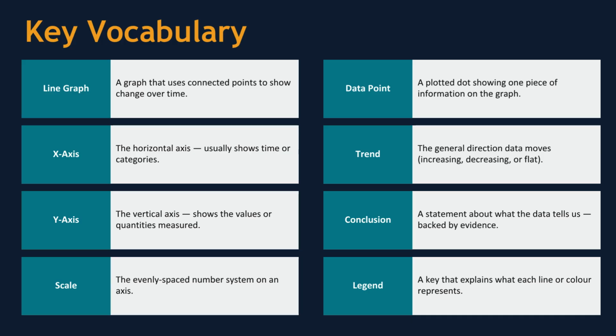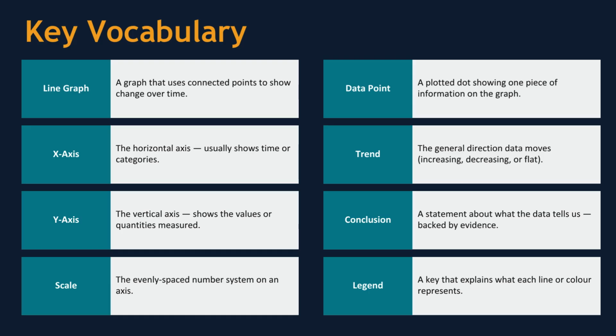Here are 8 key vocabulary words for this lesson. A line graph is a graph that uses connected points to show change over time. The x-axis is the horizontal axis that usually shows time or categories. The y-axis is the vertical axis that shows the values or quantities being measured. The scale is the evenly spaced number system on an axis. A data point is a plotted dot showing one piece of information on the graph.